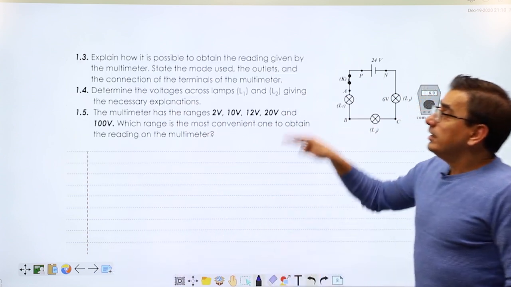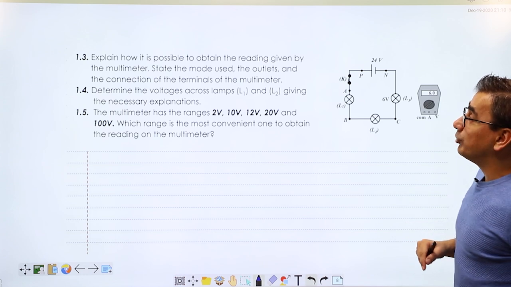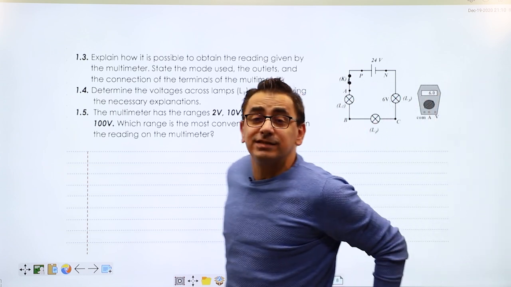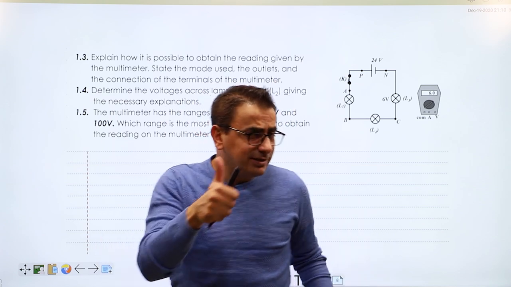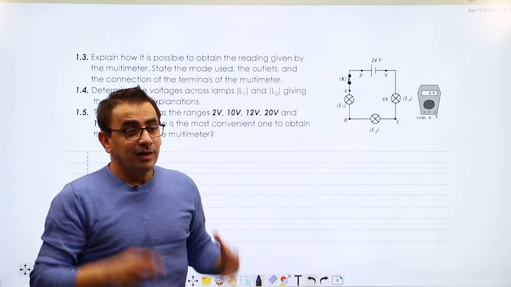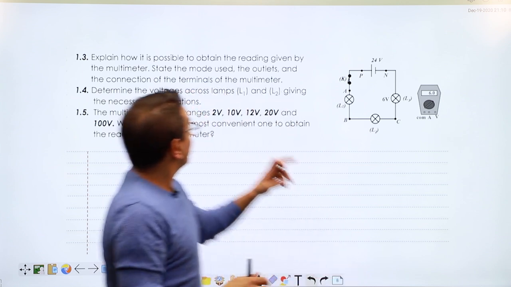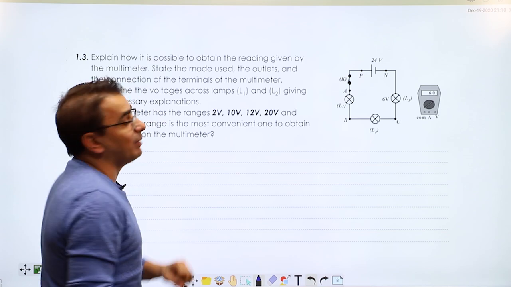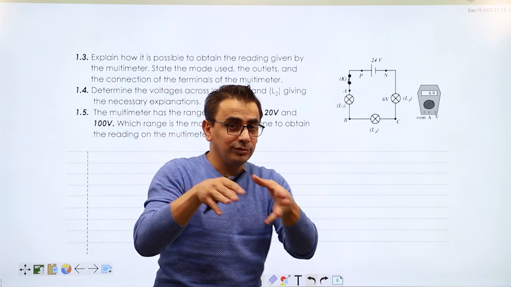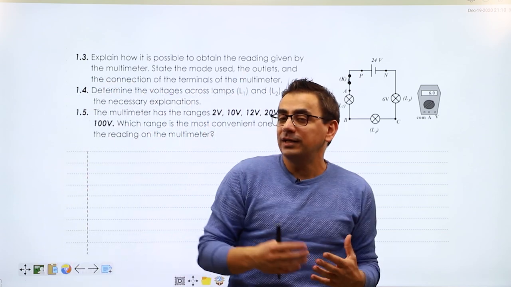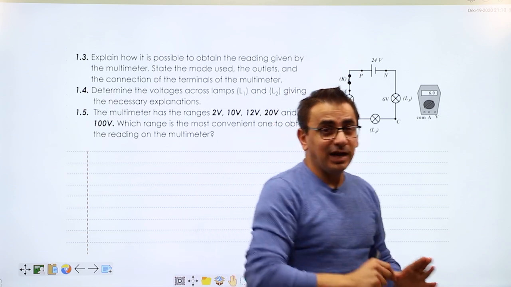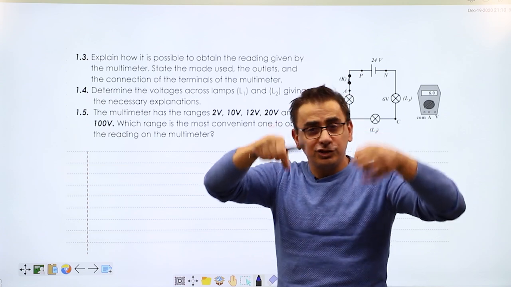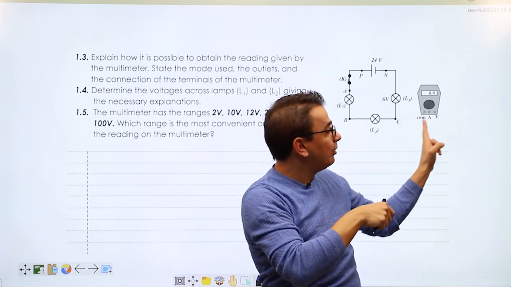Continuing to part 3, explain how it is possible to obtain the reading given by the multimeter. So the multimeter is going to give us a 6 volt reading, which is positive, right? And it's in volts, so it's a voltmeter. So how should we connect the multimeter? State the mode used, the outlets, and the connection of the terminals of the multimeter. This is something you should know. Here the question is specific. If it is not specified and it gives you a multimeter, you must know that you have to specify the mode and the connections, and which plug we are using, which outlets we use from the COM and V.